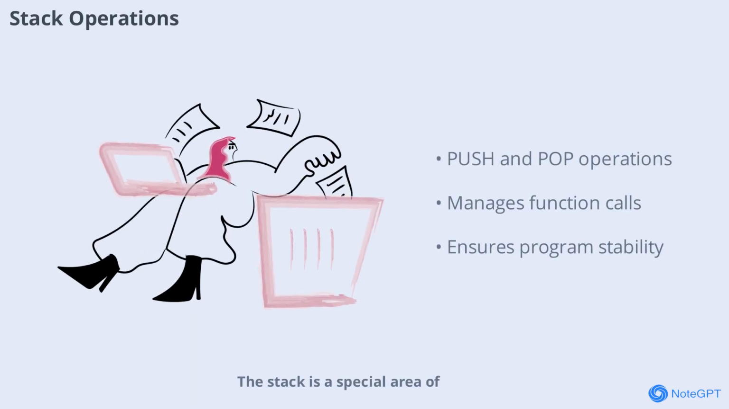The stack is a special area of memory used for temporary storage in assembly programs. Instructions like push and pop add or remove data from the stack. The stack is essential for managing function calls, local variables, and return addresses. Proper stack management is vital for program stability and security, as stack errors can lead to crashes or vulnerabilities.